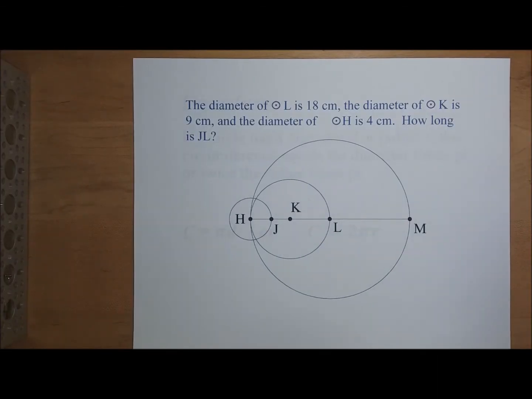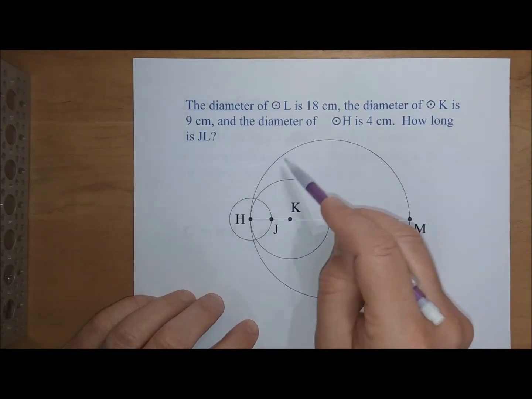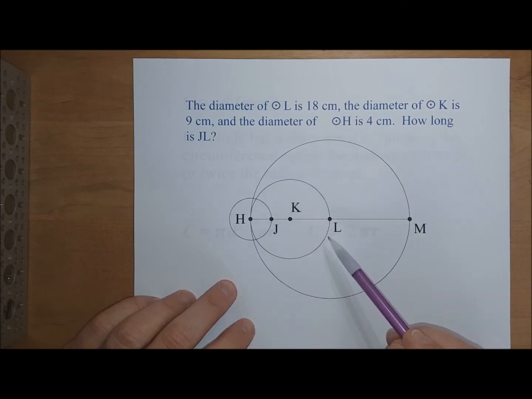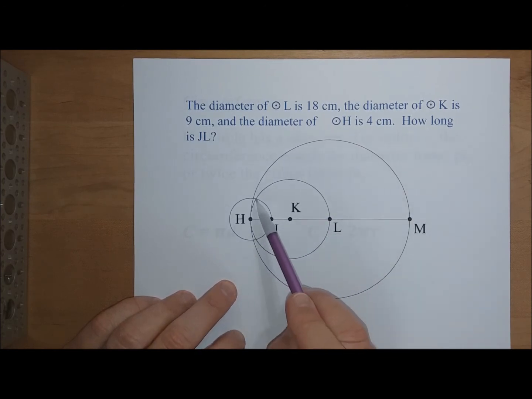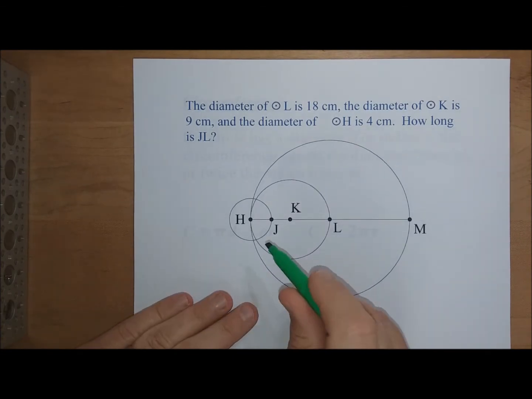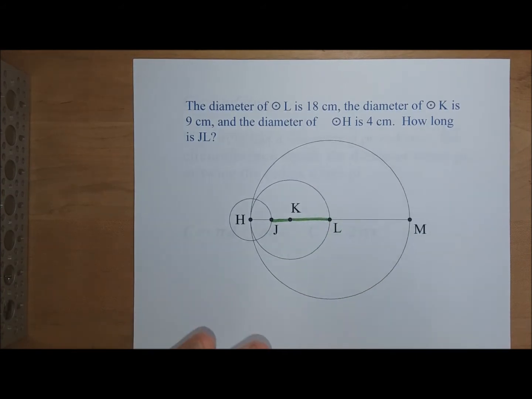Okay, let's try another problem like that. And if you want, go ahead and pause the video here and try this one on your own before I do it. The diameter of circle L is 18 centimeters, the diameter of circle K is 9 centimeters, and the diameter of circle H is 4 centimeters. How long is JL? That's what we're after.